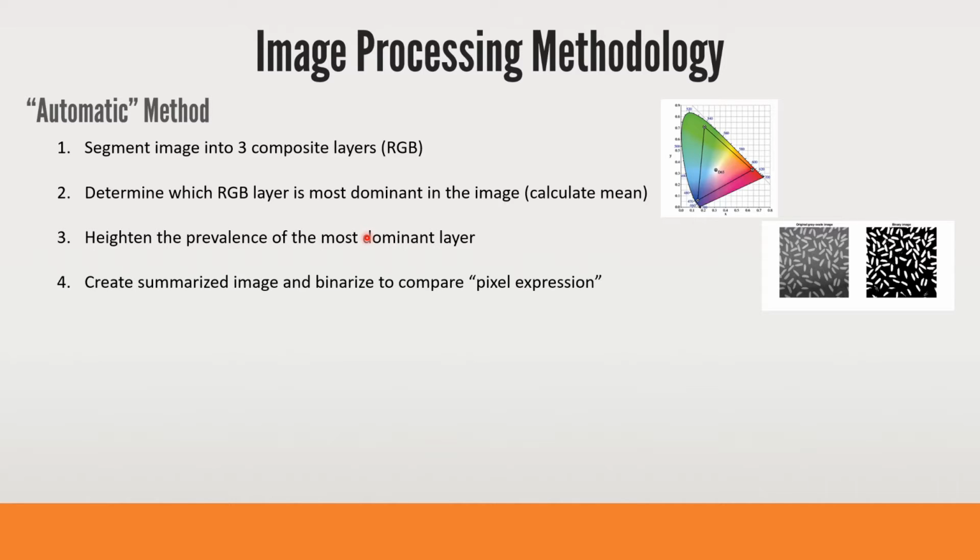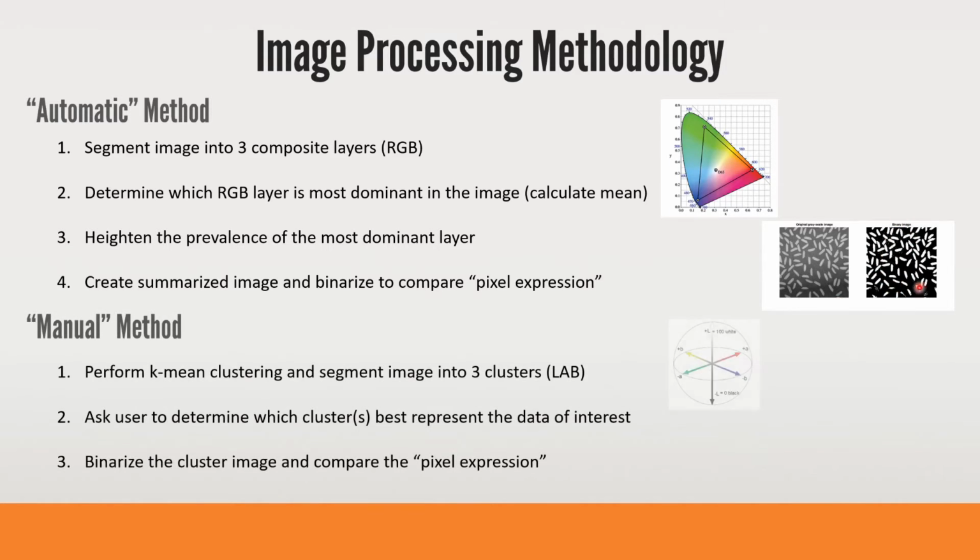Based on whichever red, green, or blue layer had the highest luminescence, it will determine that that is the color that dominates. So it's going to separate that layer out, create the summarized image, and binarize that to compare pixel expression. This is a unitless term, and it's just saying how, for instance in this image, how much of the rice is shown, right? How much of these values are true. That's what we'd consider pixel expression, just the prevalence of data that it picks up.